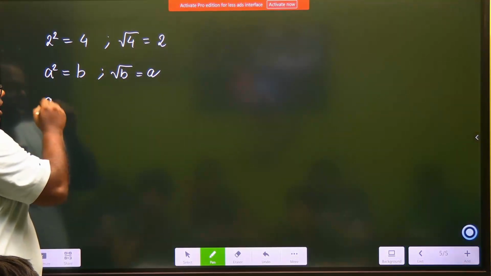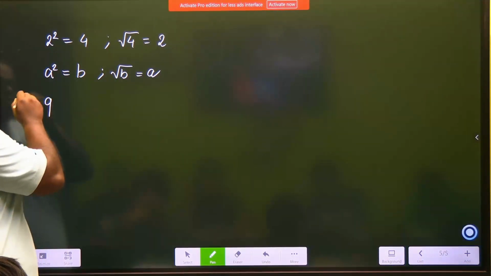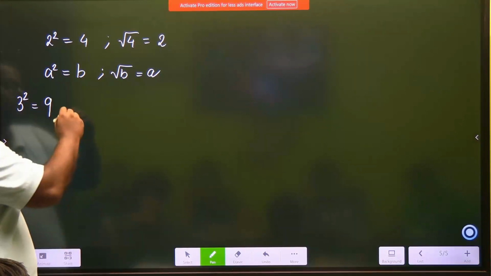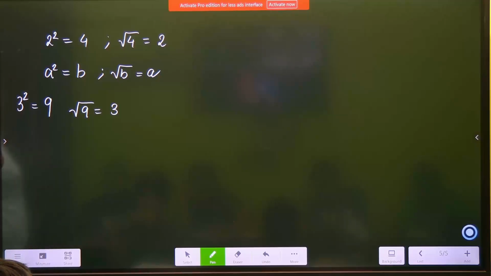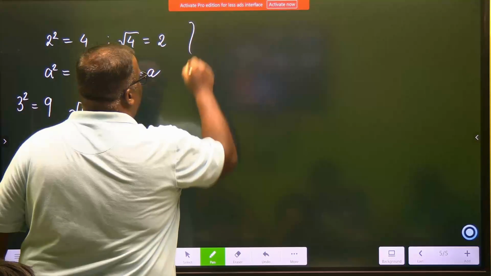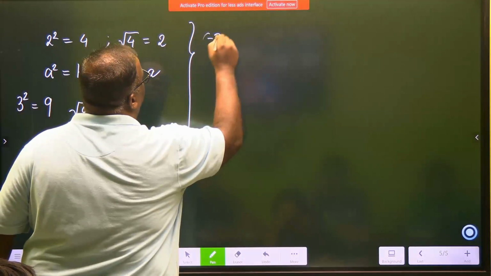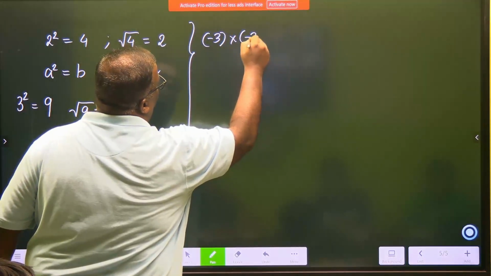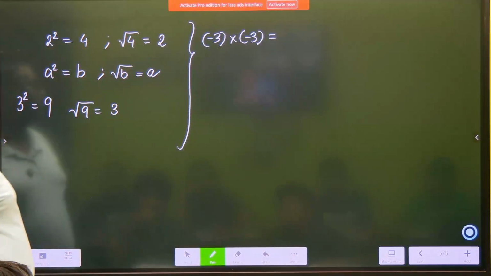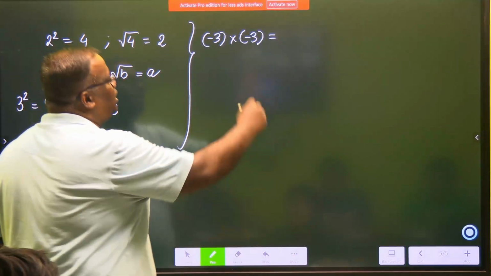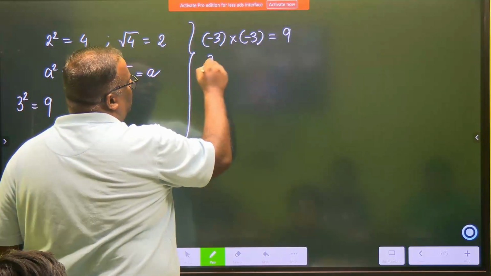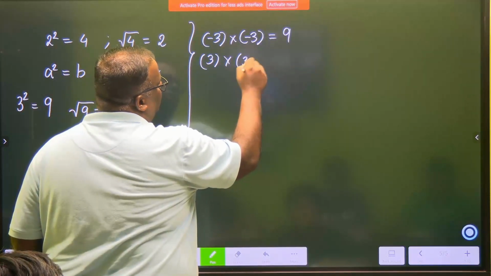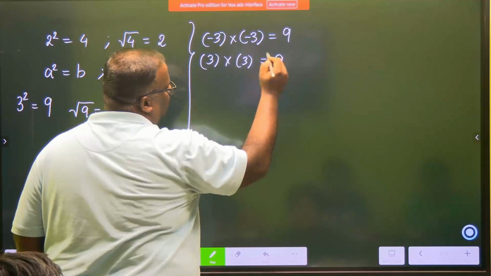So let's see some numbers. If you have 9 as a number, okay, 3 square gives you how much? 9. That means root of 9 should give you back as 3. But there is a small catch out here. Let's see the catch. Okay. How about multiplying negative 3 with a negative 3? How much should I get? Positive 9. We should get 9 out here. Right? How about multiplying positive 3 with a positive 3? What should we get? 9.